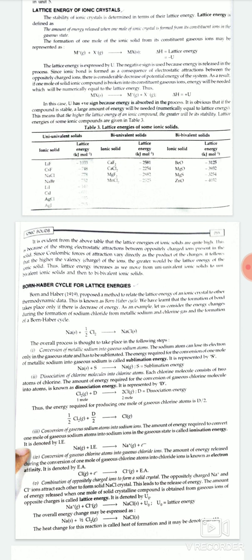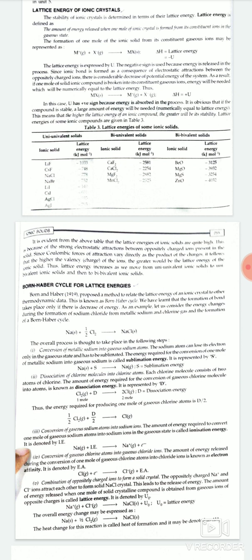Fifth step is combination of oppositely charged ions to form a solid crystal. The oppositely charged Na positive and Cl negative ions attract each other to form a solid NaCl crystal. This leads to release of energy. The amount of energy released when 1 mole of solid crystalline compound is obtained from gaseous ions of opposite charges is called lattice energy, denoted by U naught. Na positive plus Cl negative will be equal to NaCl plus U naught, where U naught is lattice energy.